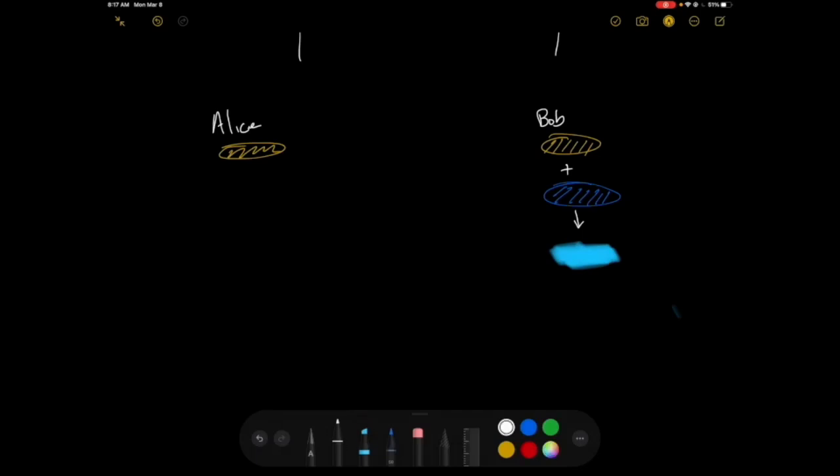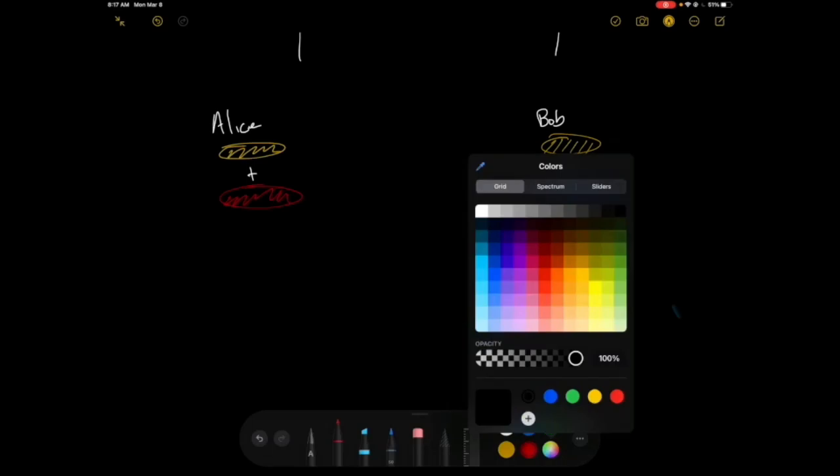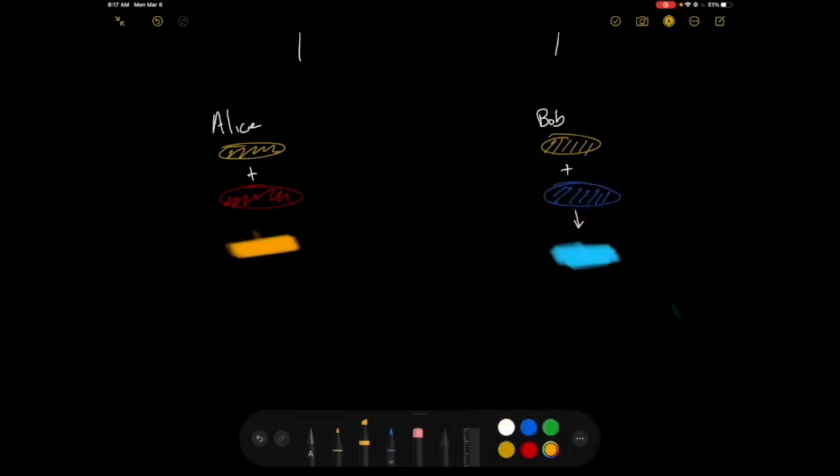And Alice is going to pick a secret color as well. And say Alice might pick red. And then she'll get an orangey color as a result. So her resulting color is this orangey color. That's what she gets in result. These colors are never shared. They're secret.